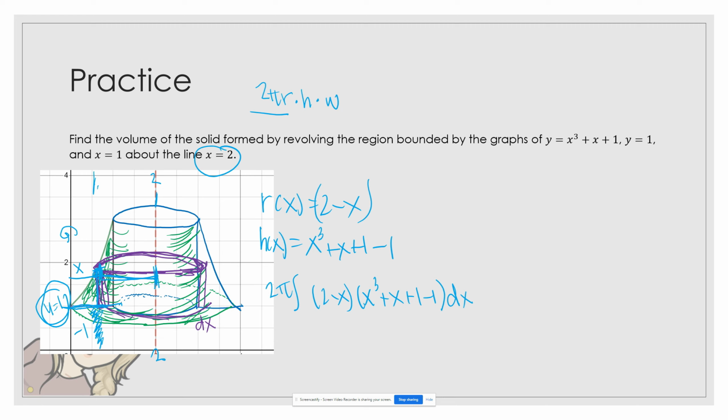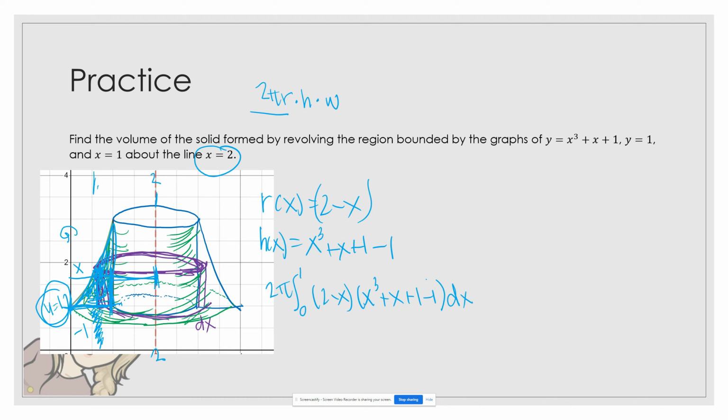Well, this is the region. I know it's starting to get a little messy. What is our lowest x value and what is our highest x value of the region that we're rotating around? Well, the lowest x value is 0, and the highest x value is 1. So we're going to integrate from 0 to 1.